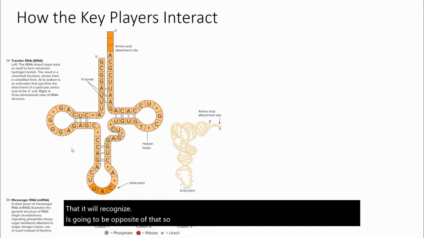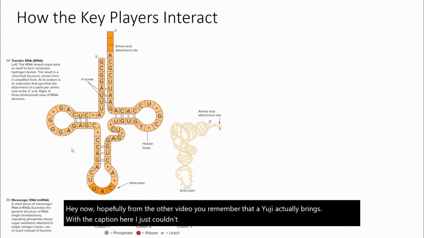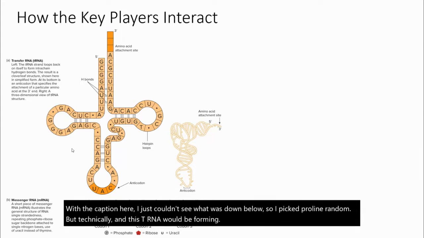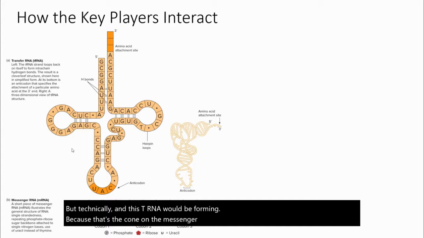So AUG. Okay. Now, hopefully from the other video, you remember that AUG actually brings the amino acid methionine. With the caption here, I just couldn't see what was down below, so I picked proline randomly. But technically, this tRNA would be for methionine because that's the codon on the messenger RNA that it would recognize. Okay, so it has an anticodon on the bottom of the structure, and then it has an amino acid attachment site at the 3' end in order to hold on to the amino acid that it needs to deliver.